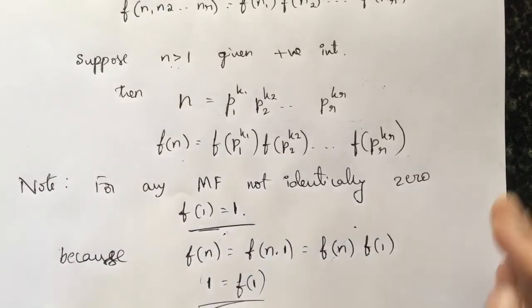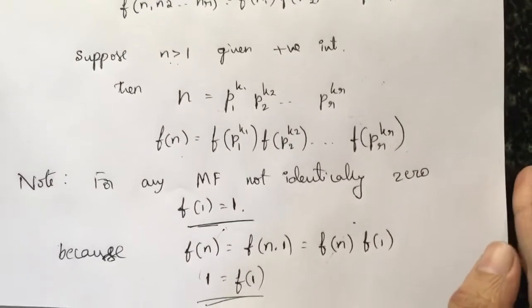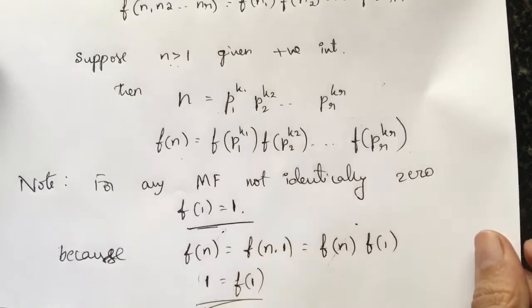Now let us prove that the tau and sigma functions are multiplicative functions.